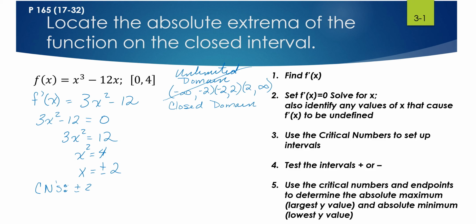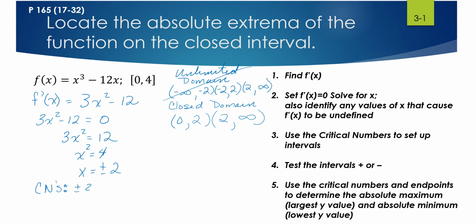And so I'm picking up at 0 because that's my lowest x value. And my first critical number that fits is 2. Negative 2 isn't in this particular problem. And so then I go from 2 to infinity. So 0 to 2 and then 2 to infinity.